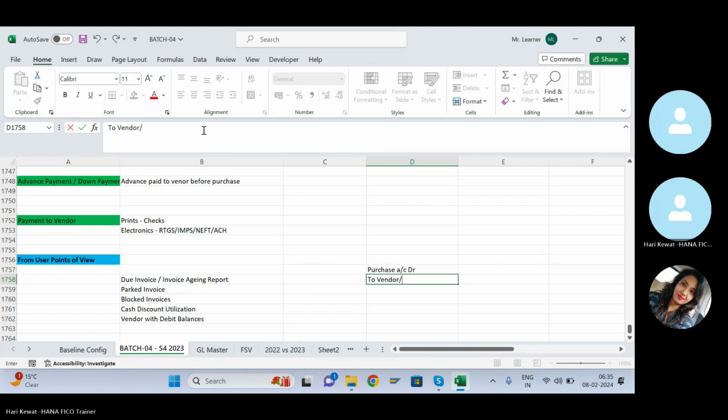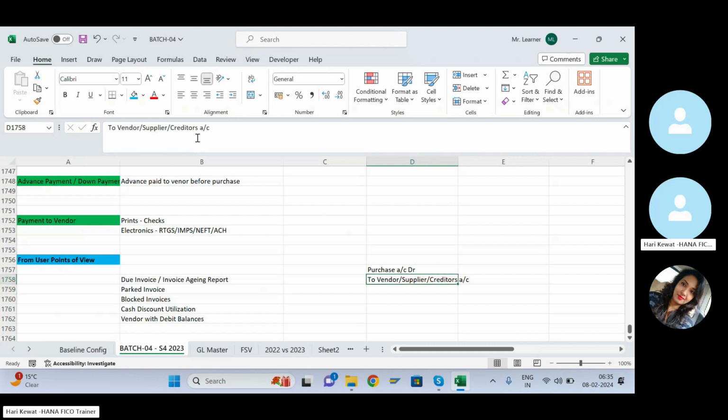Correct? Yes, Aruna, sir. Generally vendor, supplier, creditors, the credit, right? So your vendor is always in the credit. So generally the vendor will have the credit balance, right? Our account payable will generally have a credit balance. So if any vendor is having a debit balance, it means that you are supposed to get the money from him. You are supposed to get the money from the vendor.